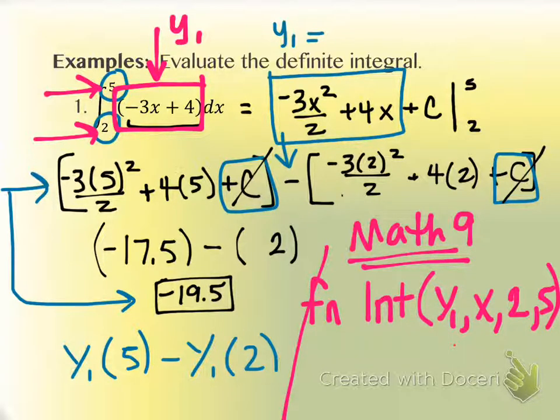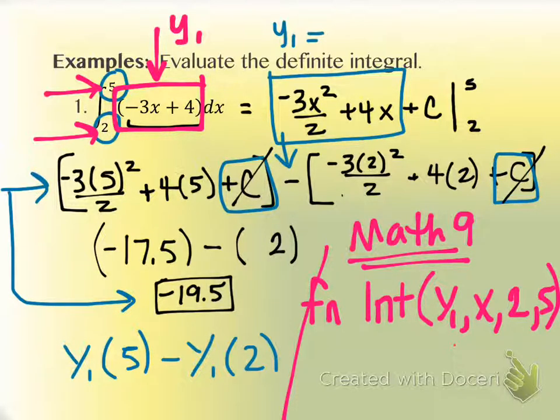So if yours says FNINT, this is for you. What you're going to do next is put Y1, so Vars, Y-Vars, Function, Y1. You're going to put a comma, then an X, and then another comma. And then these numbers come from the limits of integration. You're going to do a 2 and a 5. It's not smaller, larger, it's lower, upper. So the lower value in this case is the 2. The upper value, the value on top, is the 5. So you're going to do 2 and then 5. And then you hit enter, and your calculator is integrating and evaluating all at one time.